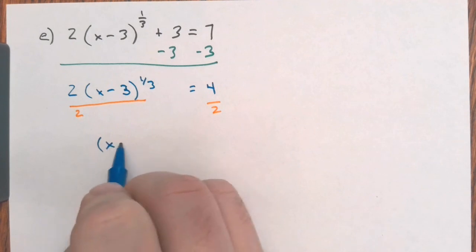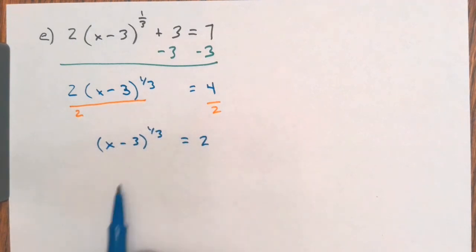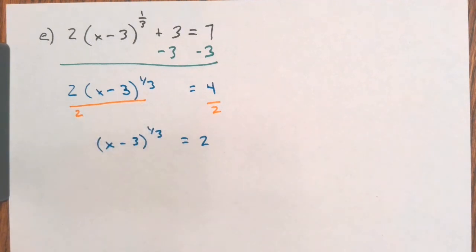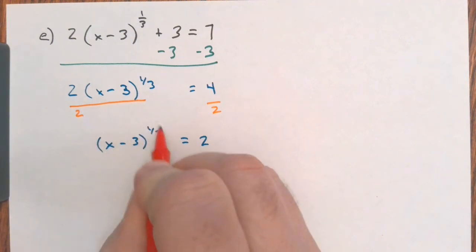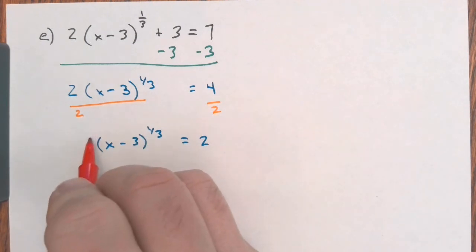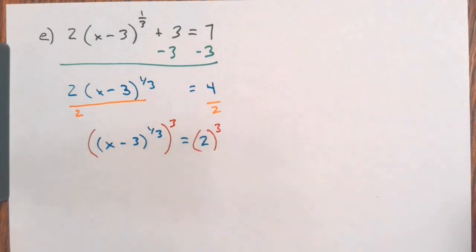That gives us x minus 3 to the 1/3 power is equal to 2. And now I have my base and my exponent isolated all by itself on the left side. With fractional exponents, once you get that base and exponent isolated, you're going to raise both sides to the reciprocal power, and the reciprocal of 1/3 is 3 over 1, or just 3. So I'm going to cube both sides.